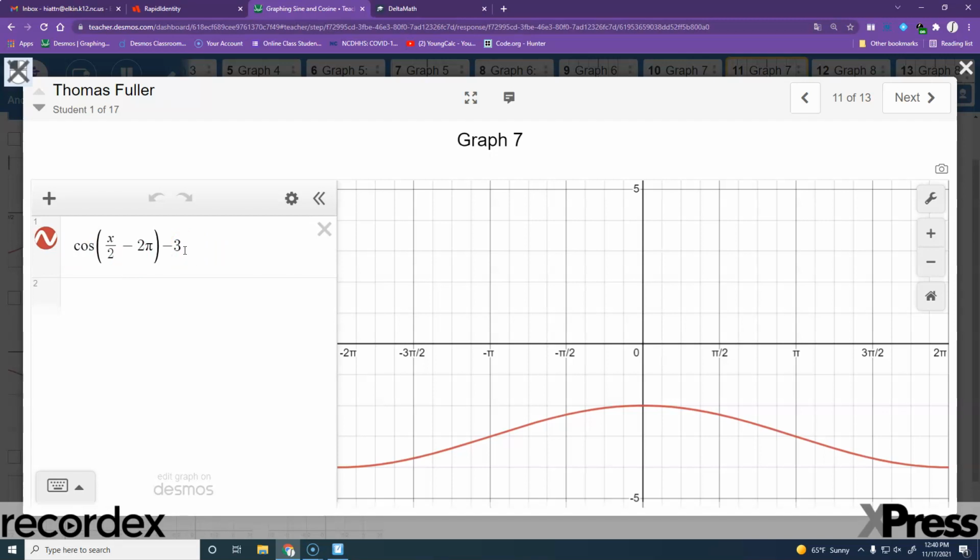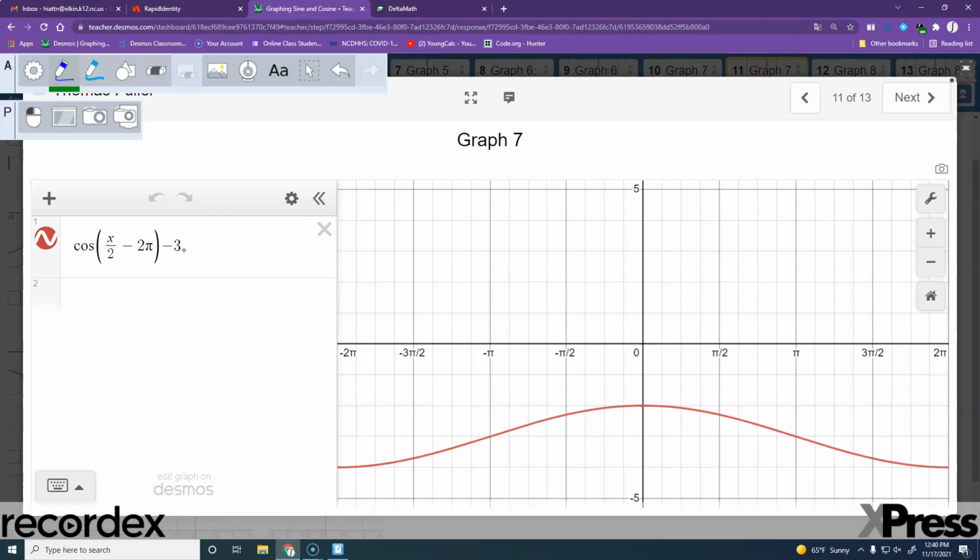Okay, so when I see here that Thomas has x over 2, this is like having 1/2 times x. So that number in front of your x is 1/2. So the period would be 2 pi over 1/2, which would be 2 pi times 2 over 1, which is 4 pi. So I think that looks good. Yes?